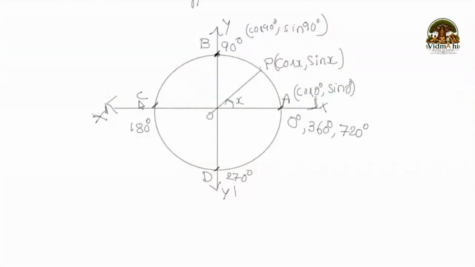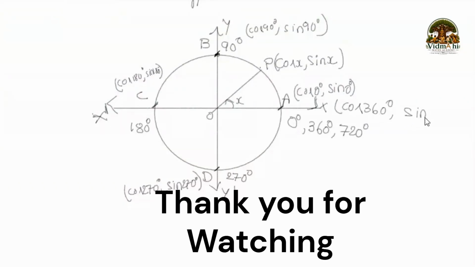Next, for this point C, what are the coordinates? The coordinates are cos 180 degree comma sin 180 degree. Next, in this point D, the coordinates are cos 270 degree comma sin 270 degree. Next, suppose it completes one full rotation, then the coordinates of this point are cos 360 degree, sin 360 degree.